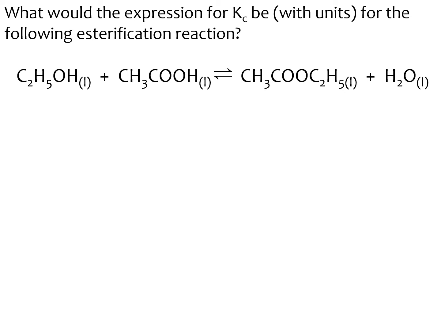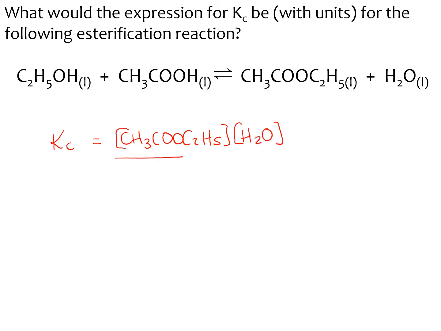Well, for this one, it would be Kc is equal to the concentration of the products, which in this case is CH3COOC2H5, that's ethyl ethanoate if you were to draw it out, times by the concentration of the other product, which is water. This is a condensation reaction, divided by the concentration of the reactants. So we have ethanol, C2H5OH, and ethanoic acid, CH3COOH. Esterification reactions are really common for Kc.